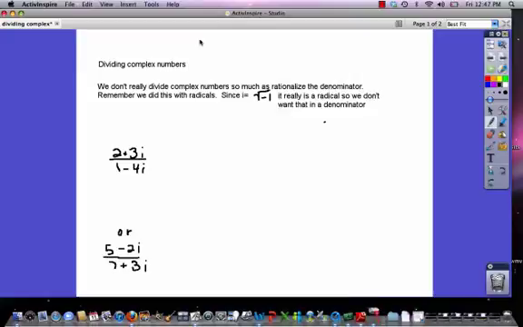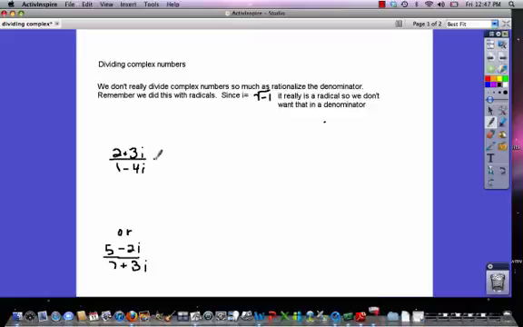Alright guys, this is going to be dividing complex numbers. And it's kind of a misleading term. We don't really divide them as much as we rationalize the denominator. And we've done this with radicals, so you've done this before. But we just got to remember that i is equal to the square root of negative 1. And since i is a radical, because the square root of negative 1 is a radical, we don't want to leave that in the denominator any more than we want to leave that radical sign in the denominator.